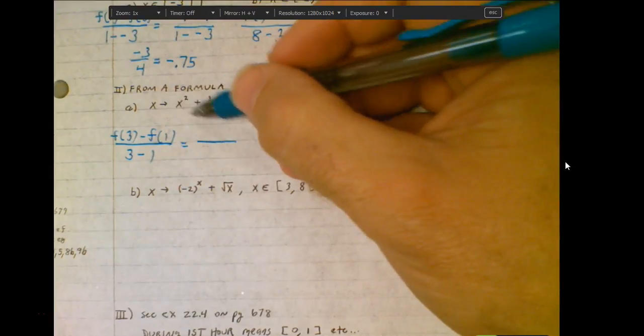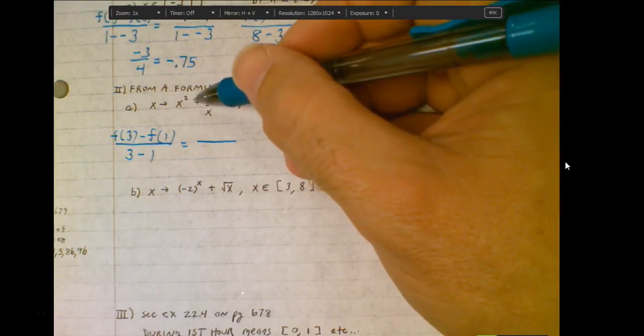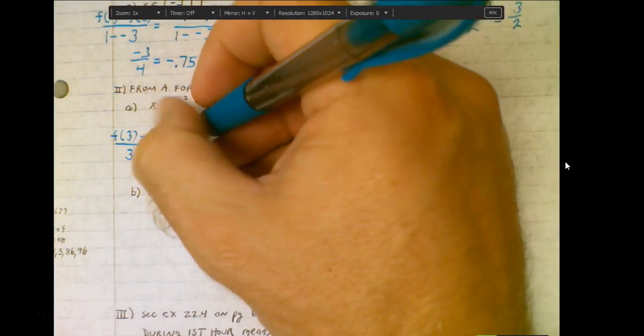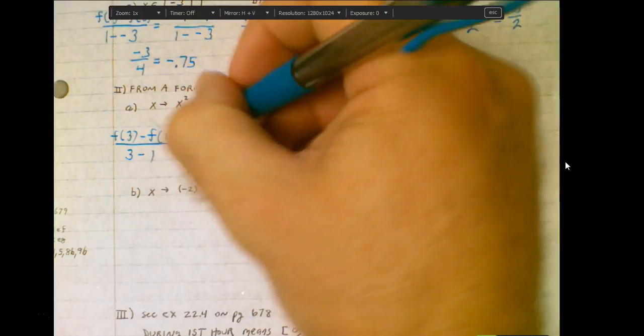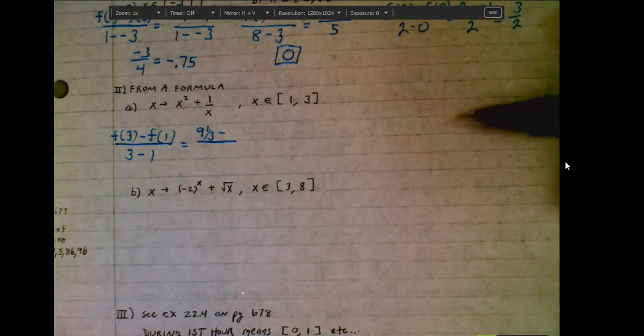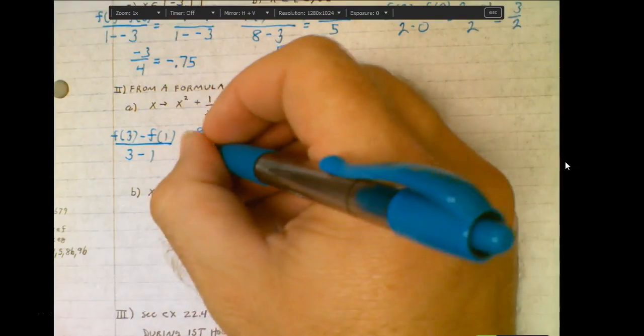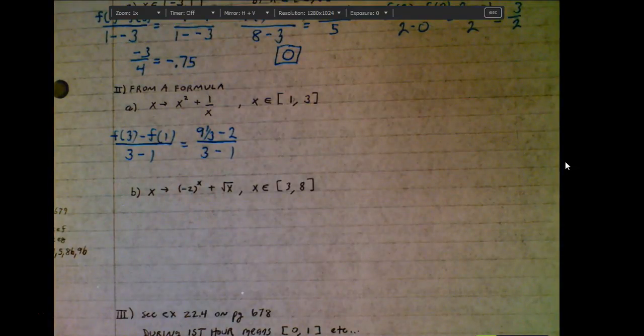To get the y values, I'm going to find f of 3 to get his y value, and f of 1 to get his y value. So if I were to plug a 3 into this function, well, 3 squared is 9 plus 1 over 3. So 9 plus a third is 9 and 1/3. If I plug a 1 in there, 1 plus 1 over 1 is 2. So those are the y values. These were the x values. And now the rest is calculator. Just do a little cleanup on that.